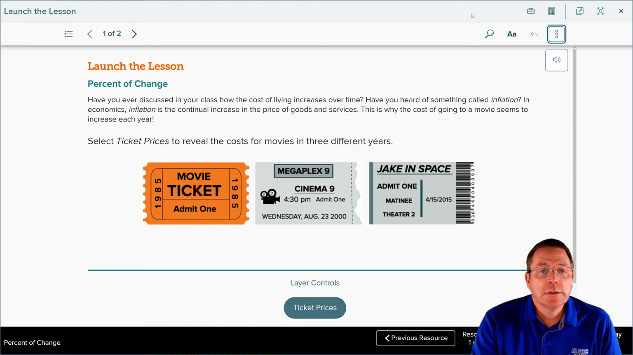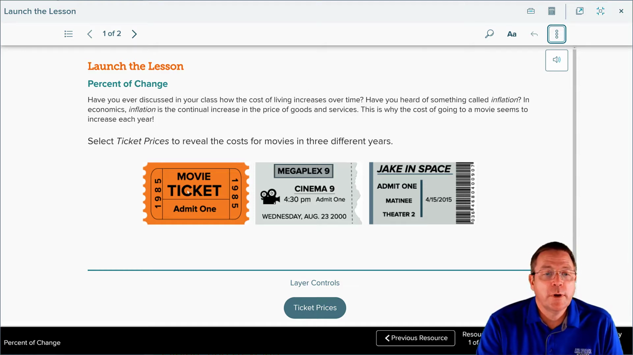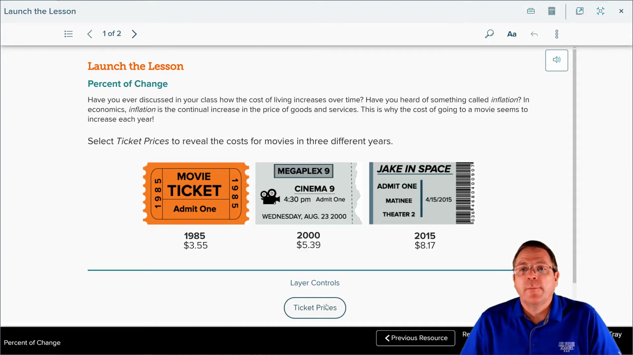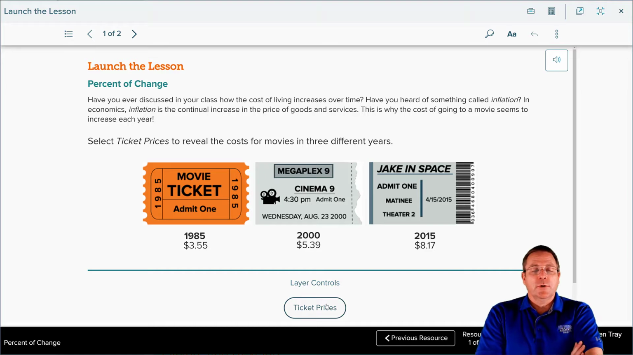Select the ticket prices to reveal the cost of movies in 3 different years. So, the first ticket price, I guess we're going to click right here. In 1985, back when I was still younger than you guys are now, was $3.55 for a ticket. In fact, I still remember the dollar movies where we'd go and it cost us a whopping $1 to go see the movies that were no longer in the $3.55 theaters.